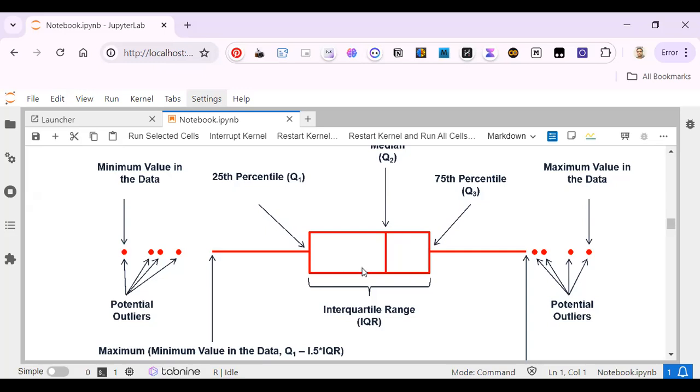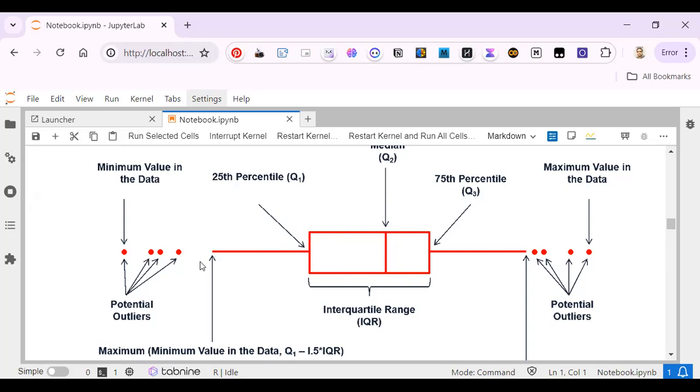This is a box plot. This is called the box and these are called whiskers, so that's why it is called a box and whisker plot. In short, we can call it a box plot. What does it give us? There is one line and one box, a middle line, another line, and some dots. This is the general scenario of any box plot.